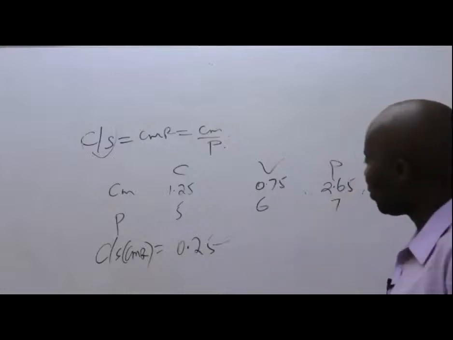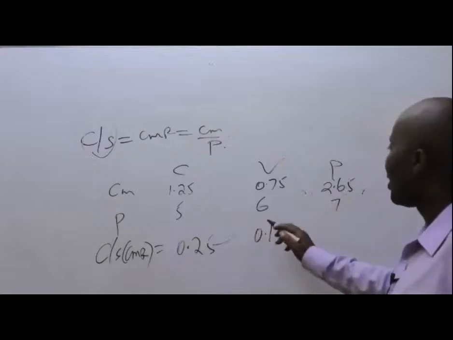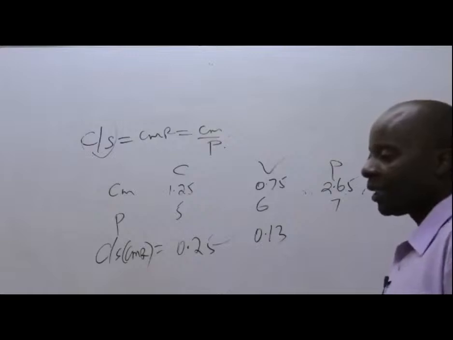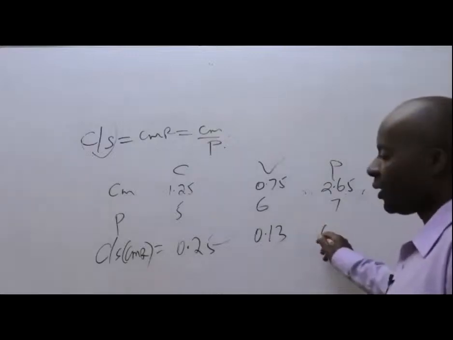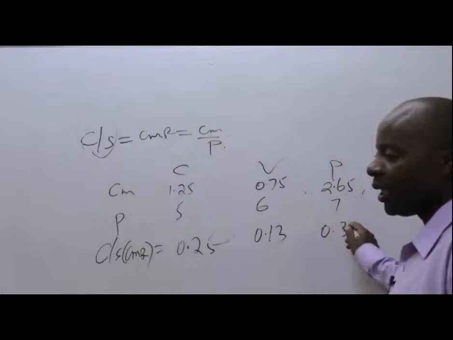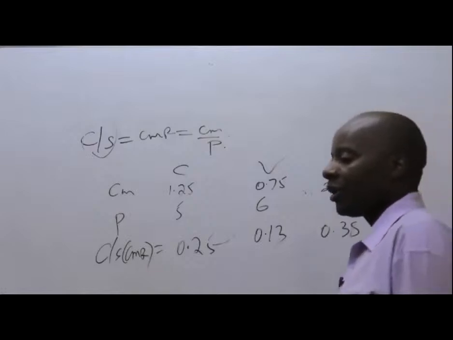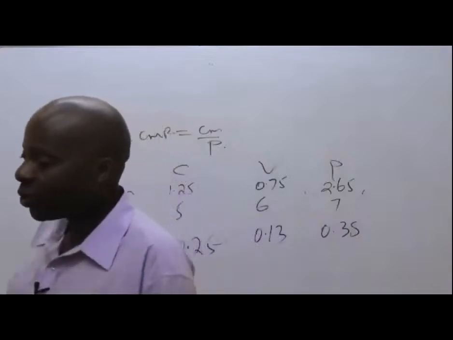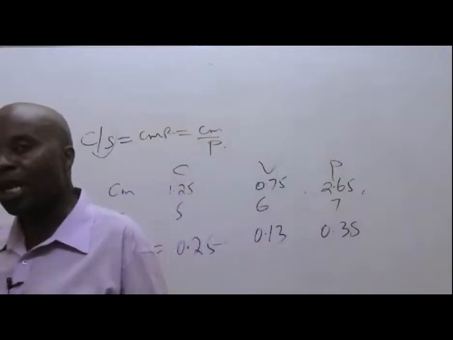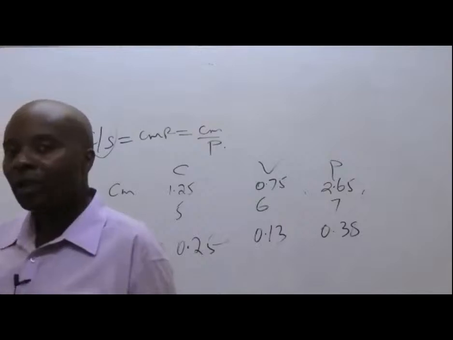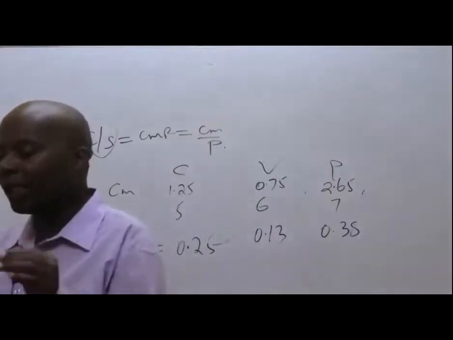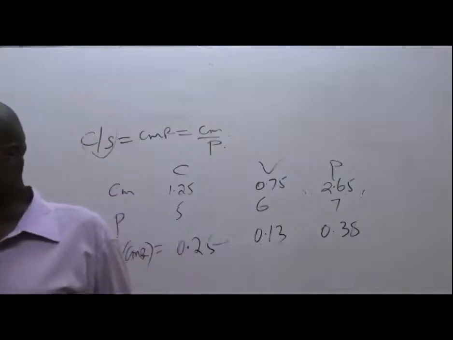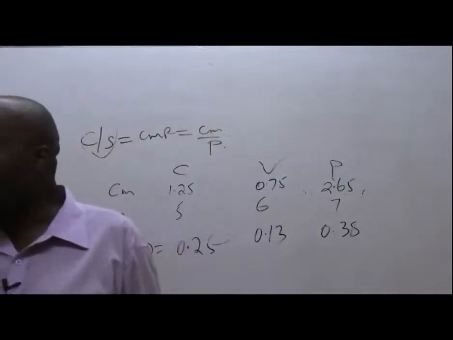Somebody, 0.13. The last one is 2.65 divided by 7. So this gives me 0.38. Thank you. So that is what we were required to do in Roman 1 to get the CS for each of our products. Now, straight away, let's go to the second requirement.